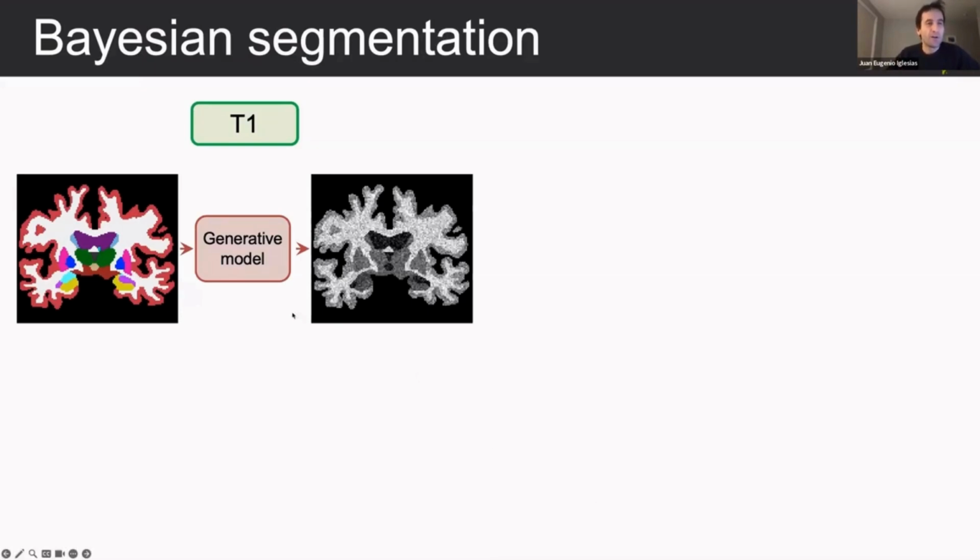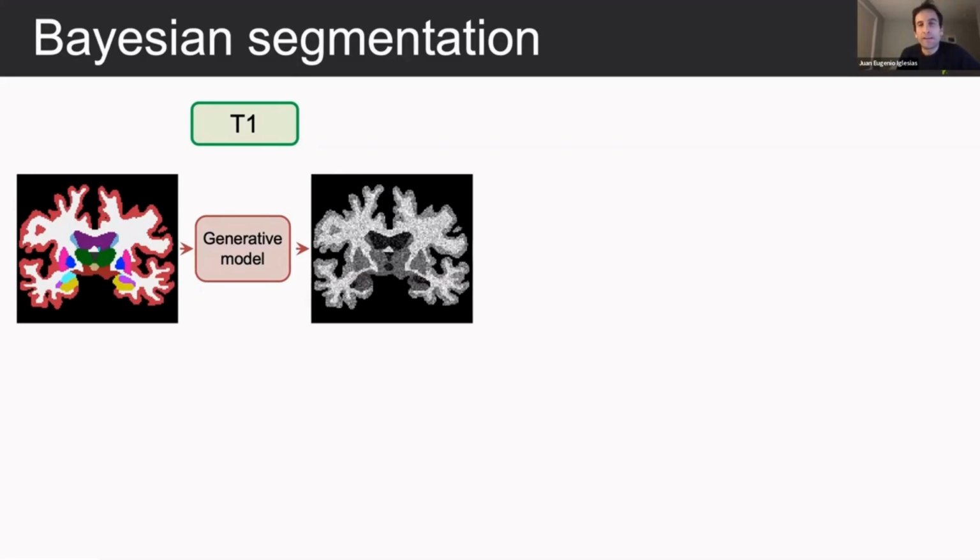So the idea is to say, well, I have a forward model that goes from a segmentation to an image. That model is relatively simple. It's generally a Gaussian mixture model, conditioned on the labels, and that's why it looks speckly, like Gaussian noise. And normally you combine that with a model of artifacts like bias field, noise, and so forth.